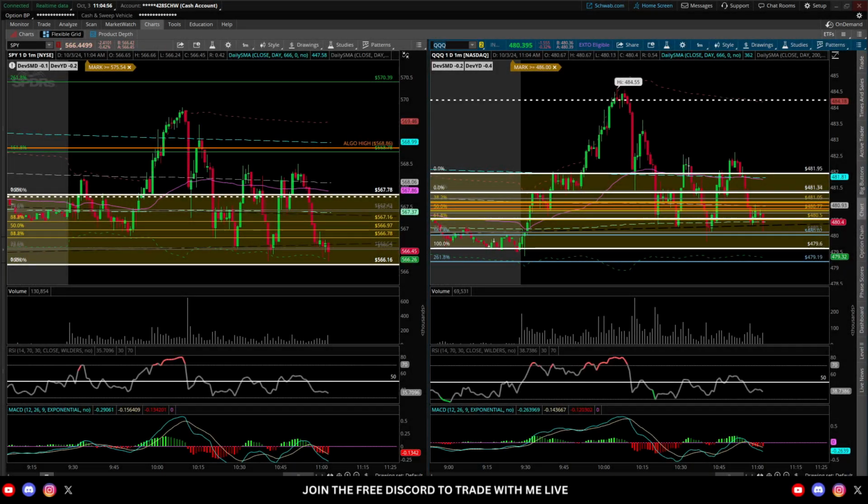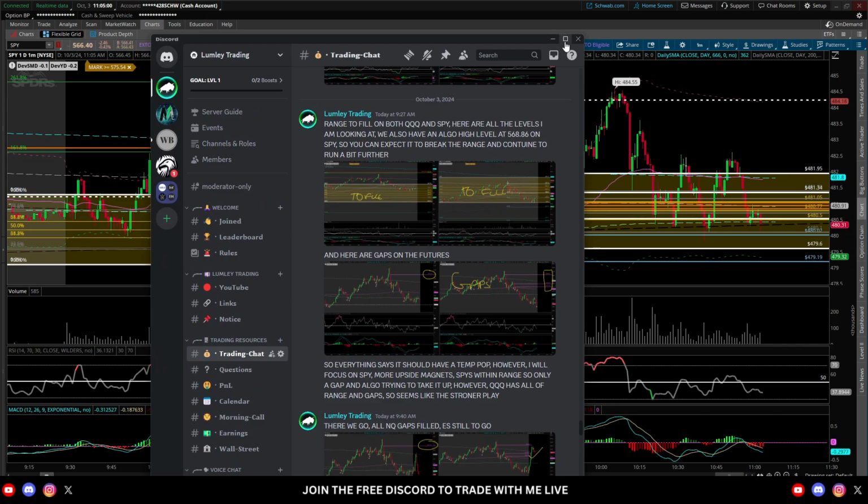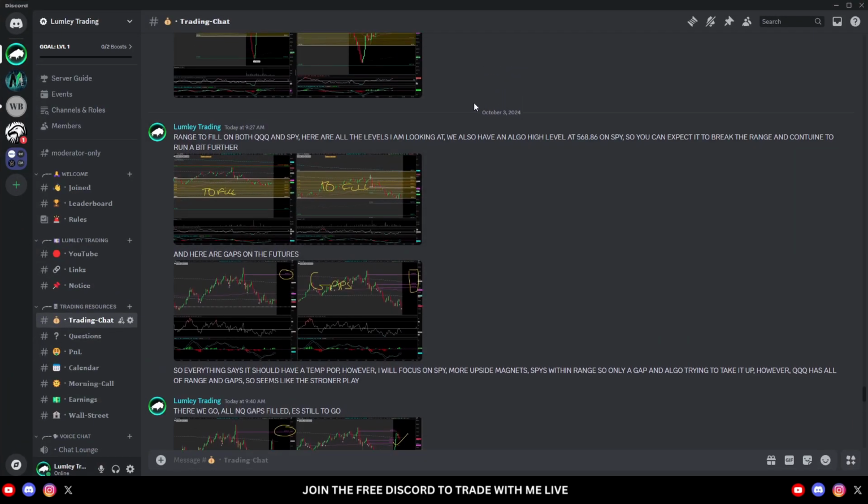Two ranges to fill, two big profits to make. So how do we make big profit today trading SPY and QQQ options? So we go to today's date. Again, we post all these in the Discord before we take them.